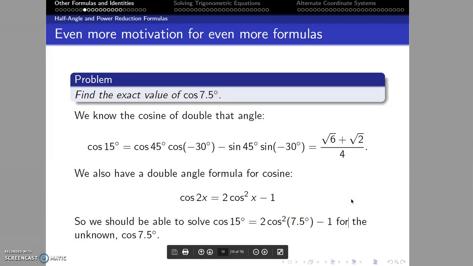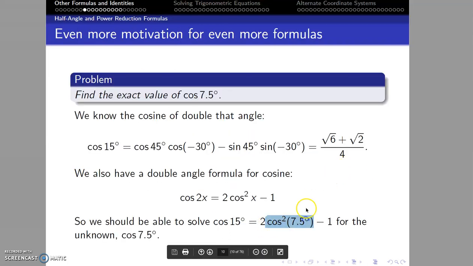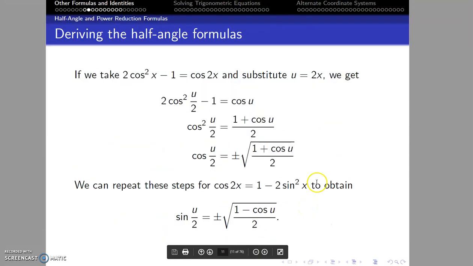So I've got an equation here. Known is 2 unknown squared minus 1. Can we not solve for cosine of 7.5? And yes we can. Let me show you how. See, how we can do this is, and this is also a little bit of notation, right? To get at the thing we want, this cosine squared of unknown, we can add the 1 to both sides, divide off the 2, and take the square root.